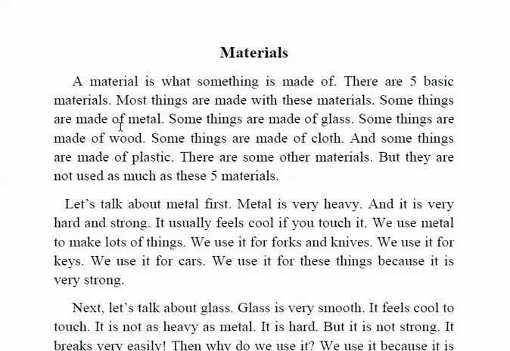Some things are made of metal. Some things are made of glass. Some things are made of wood. Some things are made of cloth. And some things are made of plastic. So we have metal, glass, wood, cloth, and also plastic. There are some other materials, but they are not used as much as these 5 materials.